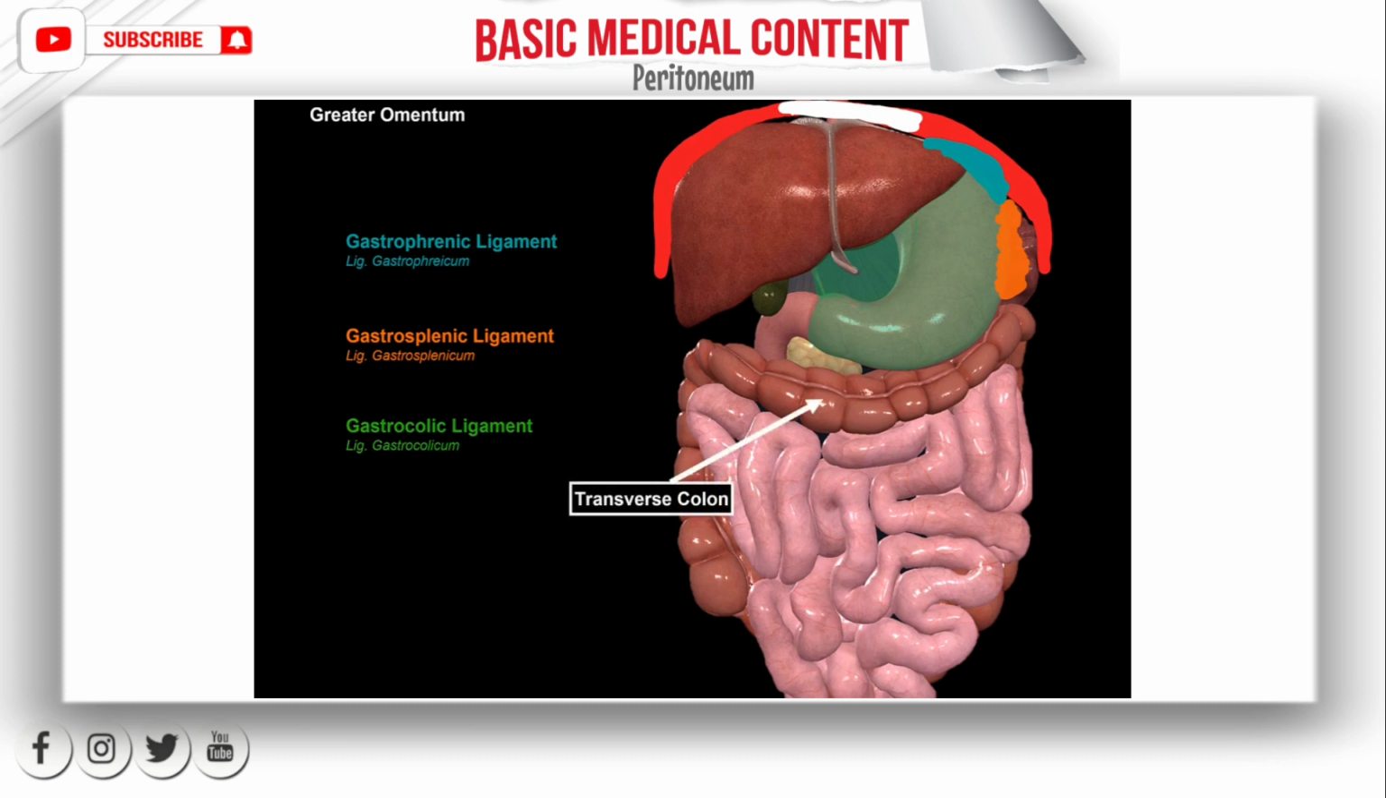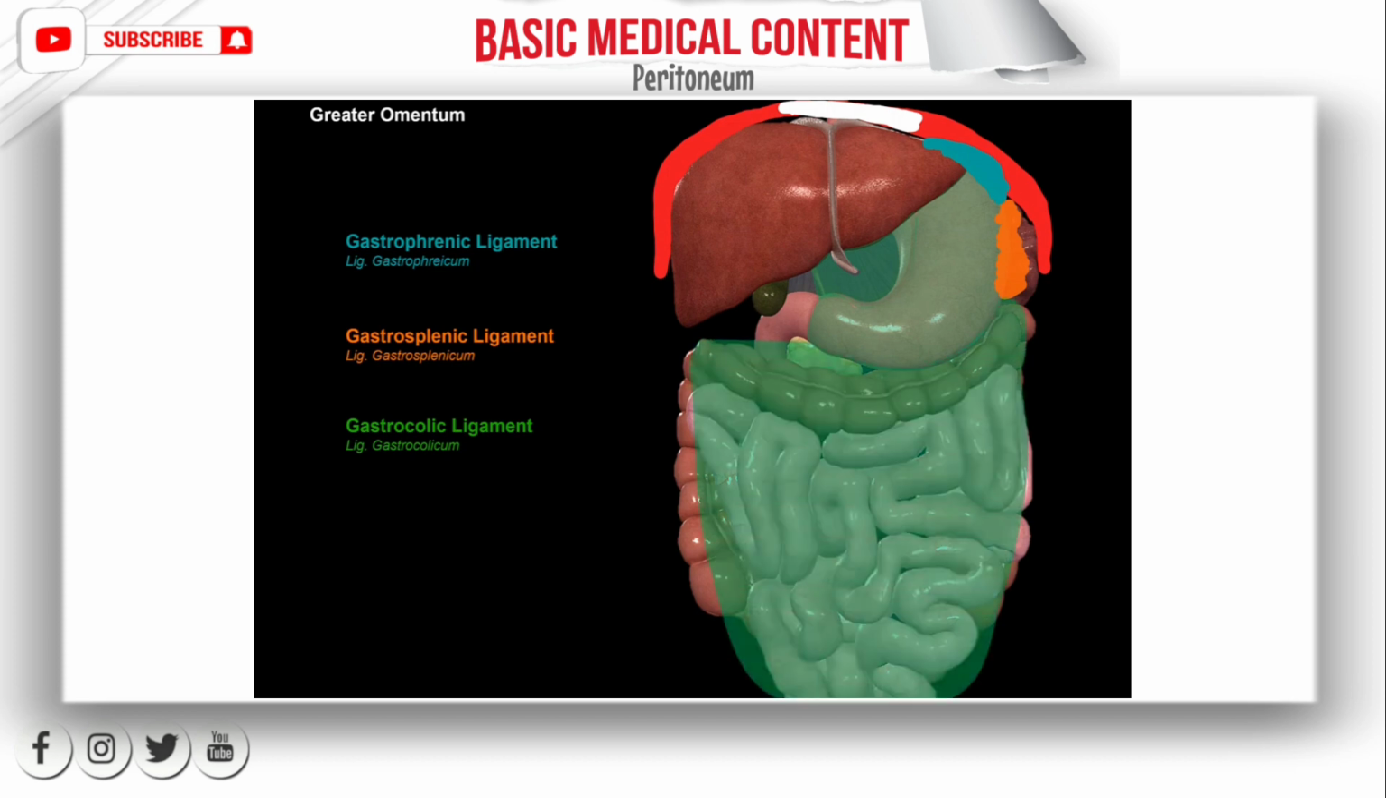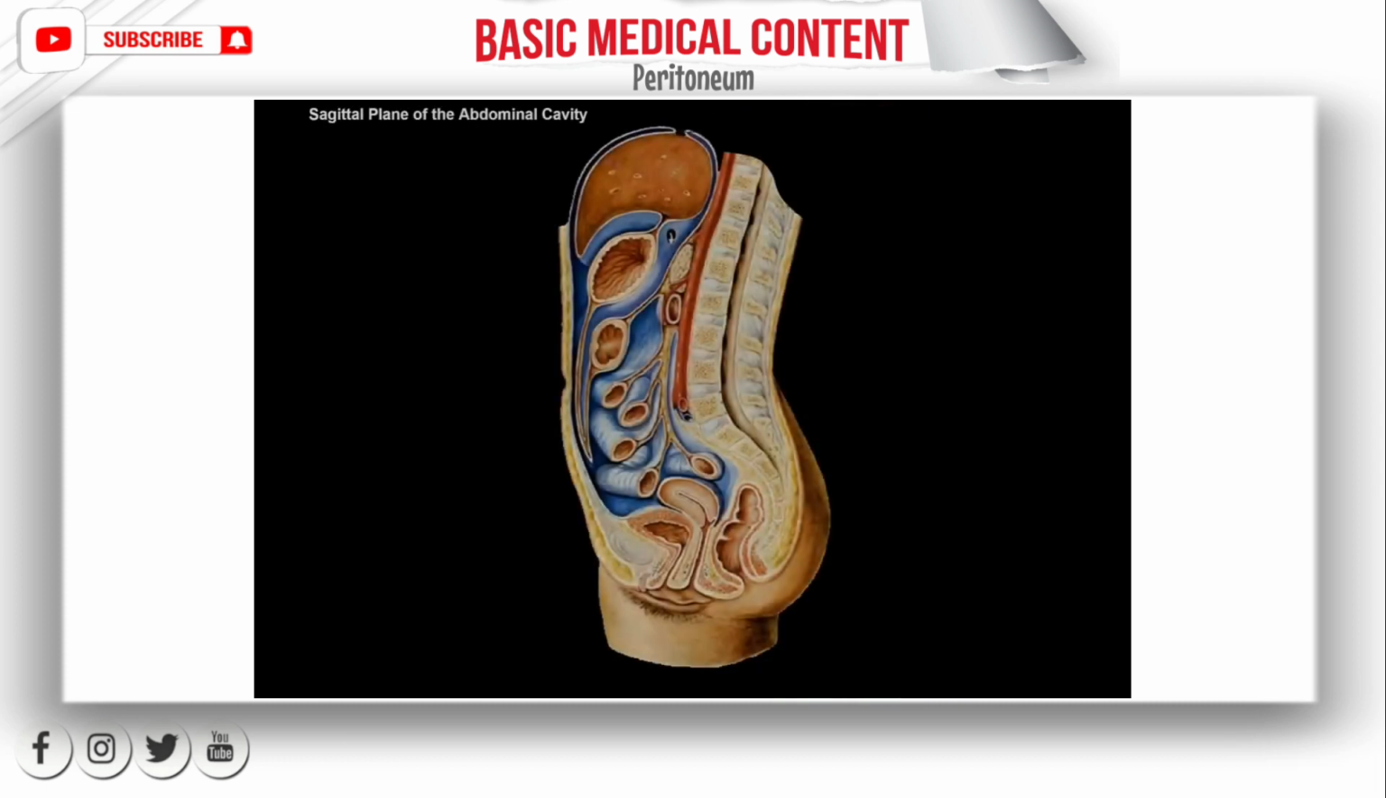But the way it goes to the large intestine is a little bit different because it doesn't go there directly. This ligament goes in front of the intestines and then curves back and then connects with the transverse colon. So let's do that again, but we will use this model instead. This is a sagittal plane of the abdominal cavity. So the liver and the stomach are here, and between them is the lesser omentum, the hepatogastric ligament, remember?